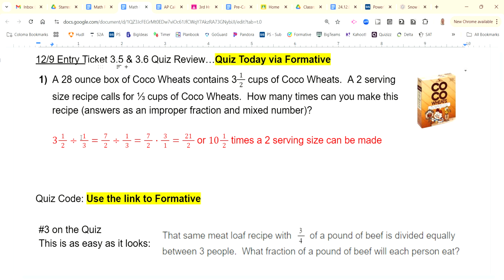Please recall, again, when you're dividing by a fraction, that's the same as multiplying by a reciprocal. Once you're multiplying, you just multiply straight across. 7 times 3 to get the 21, 2 times 1 to get the 2.